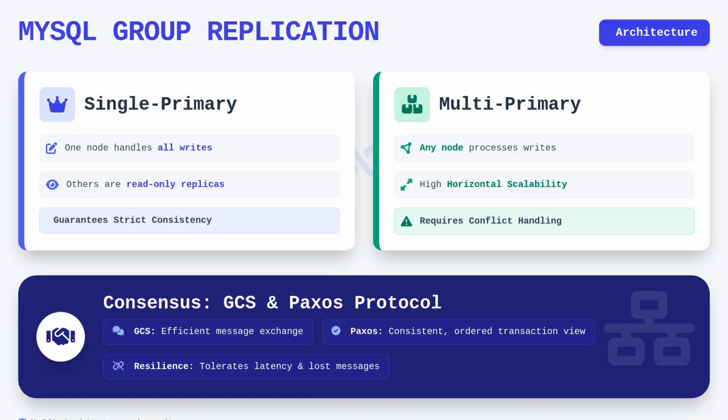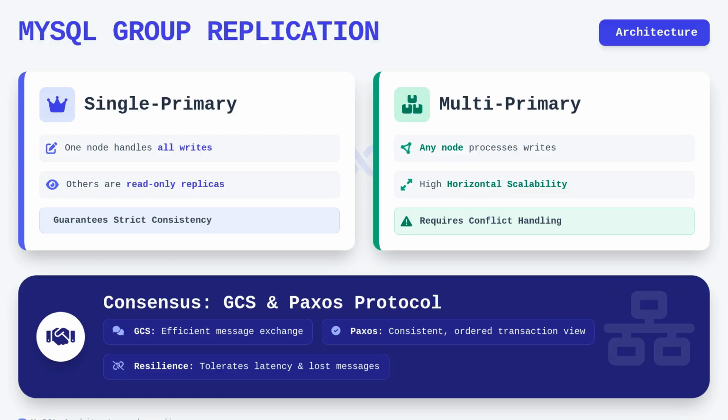Conversely, multi-primary mode allows any node in the group to process write transactions, which sounds ideal for horizontal scalability, but necessitates a robust mechanism to handle write conflicts. Every node in the group must reach consensus before a transaction is committed, utilizing the Group Communication System, or GCS, to exchange messages efficiently. This system is built upon the Paxos consensus protocol, which ensures that even if individual messages are lost or nodes experience latency, the cluster maintains a consistent and ordered view of all transactions.